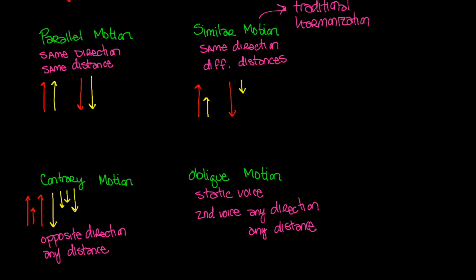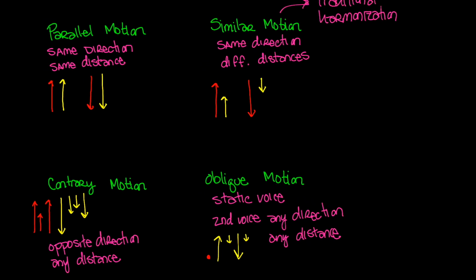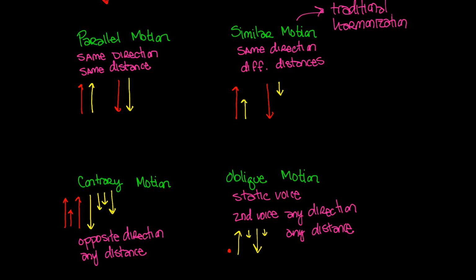So what is that going to look like visually? Here's our first voice, and our second voice can do this, or maybe this, or this, or this. In other words, it can go up, it can go down, it can go up by a lot or by a little, it can go down by a lot or down by a little. It doesn't matter, but that's the idea of oblique. One voice is staying static relative to the other voices. So that's a general overview of voice leading. We have parallel, similar, contrary, and oblique motion, and we're going to explore this further in future videos.